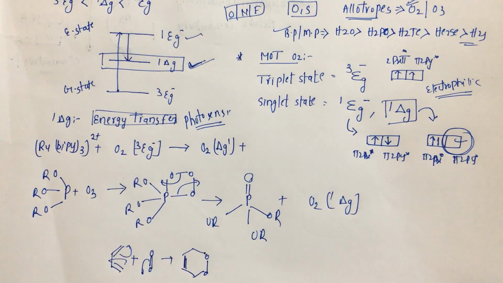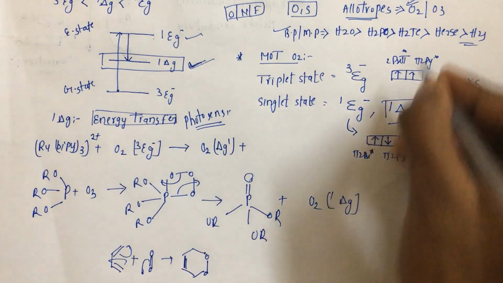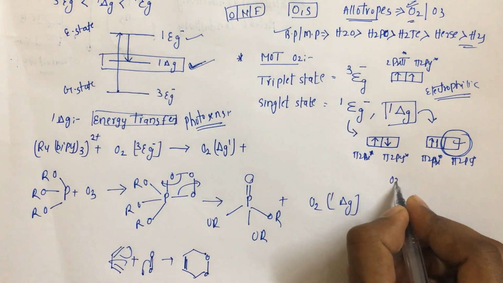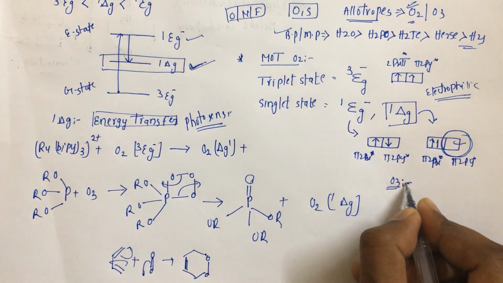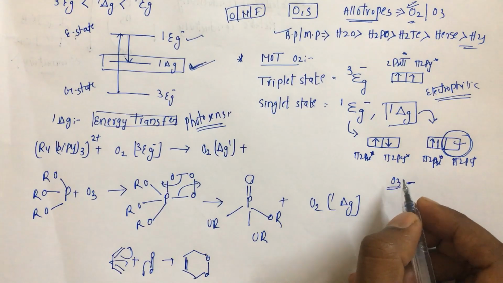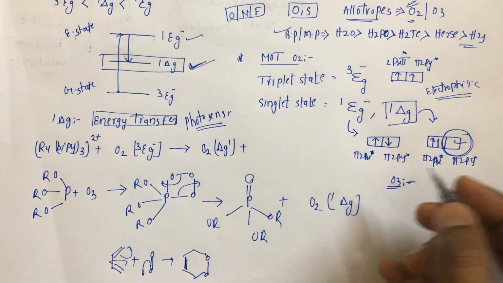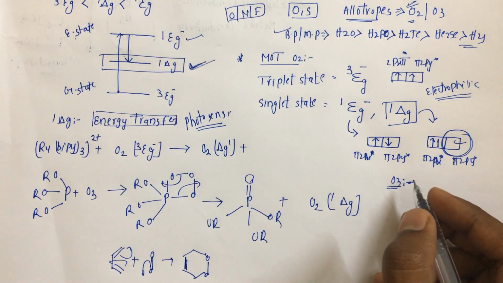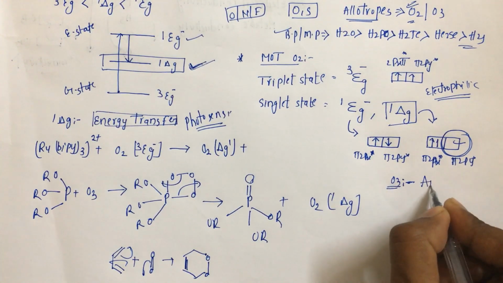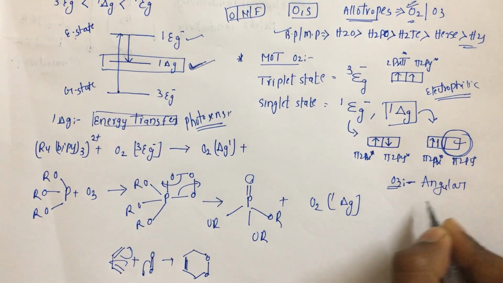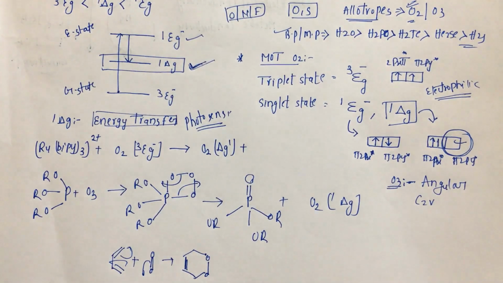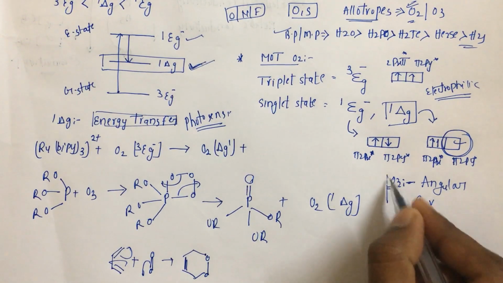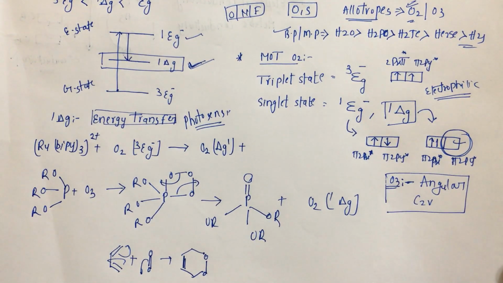And then we'll go for ozone. Oxygen is done. Now we'll go for ozone. What is the shape of ozone? This has an angular shape, and it also comes under the C2v point group. It's not that important about ozone, but just these two things we remember, and that much is sufficient.